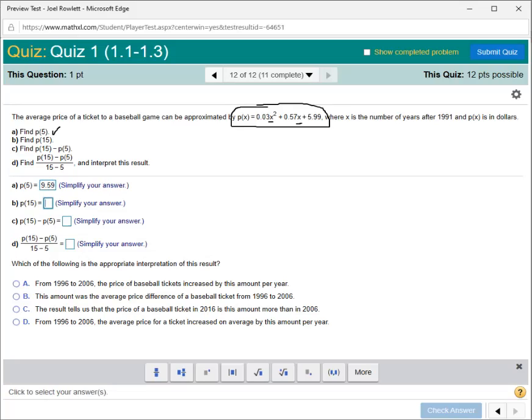Part B says, what is P when X is 15? So now I'll go back into the original equation. I'll plug in 15 for X. So that would be 0.03 times 15 squared plus 0.57 times 15. And then I will add 5.99.